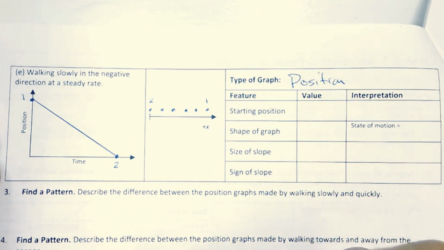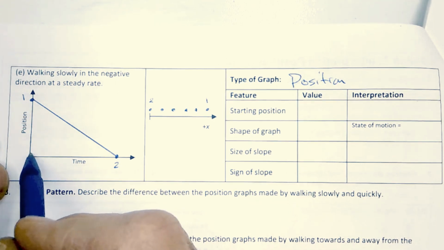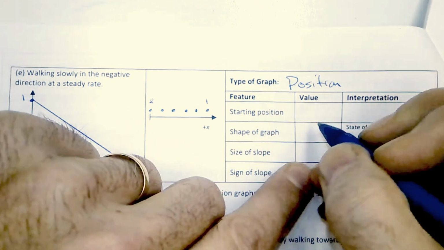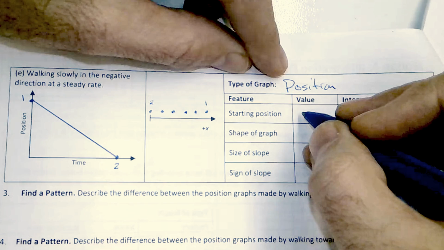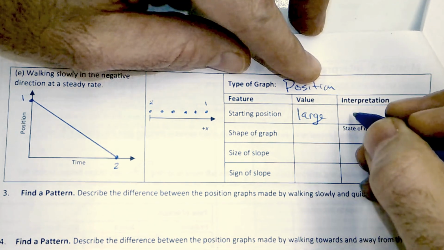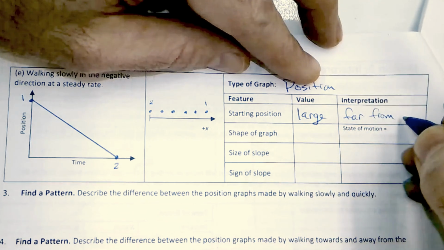So the starting position. At event 1, our person was located not at the origin, but far from the origin. So the value for the position will be a large number, and what this means is they are far from the origin.